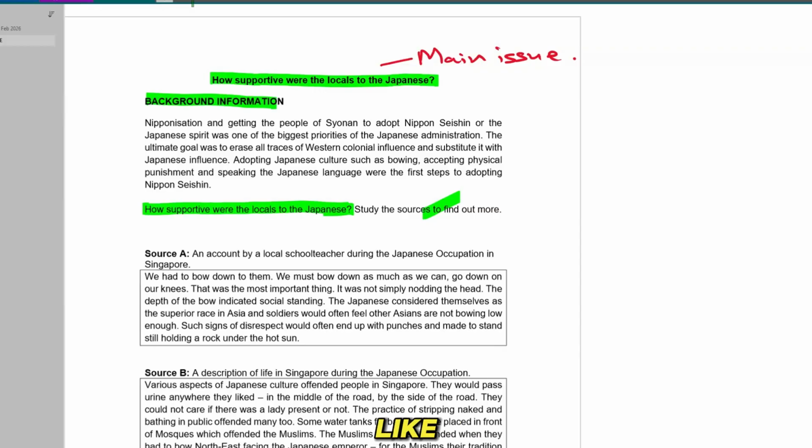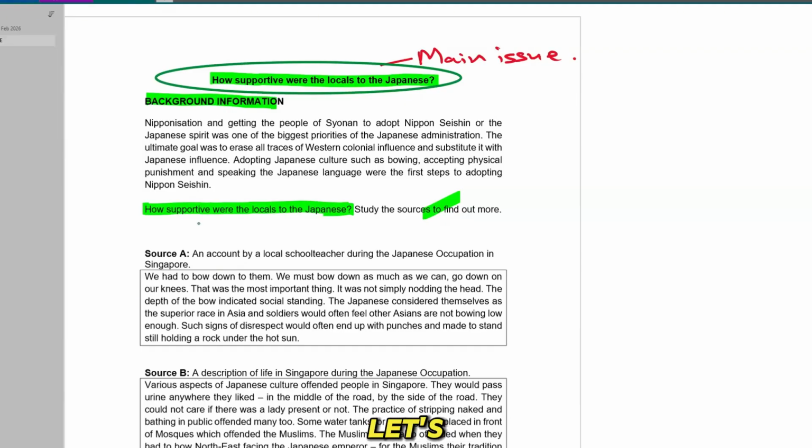How about source B? Did they like the Japanese in source B? Ask yourself this question. It's important that you keep this green sentence in your mind. And then as you read source A and B, ask yourself, in this source, are the Japanese supported or not by the locals? Did the locals like the Japanese or not?